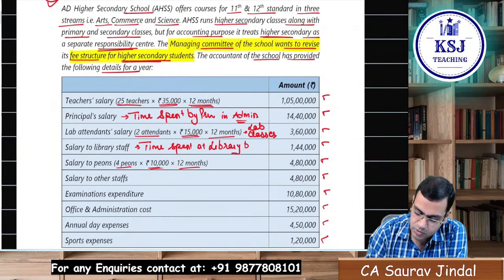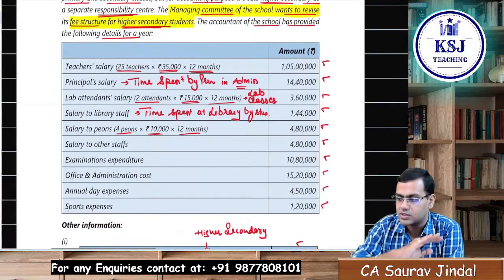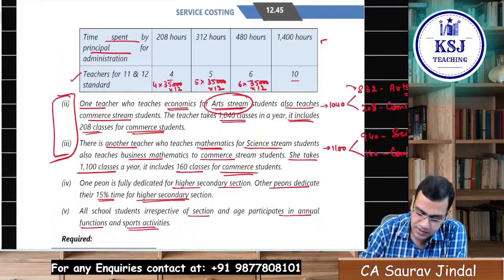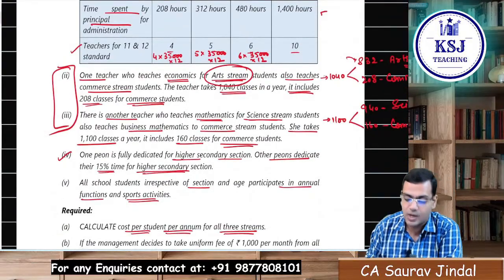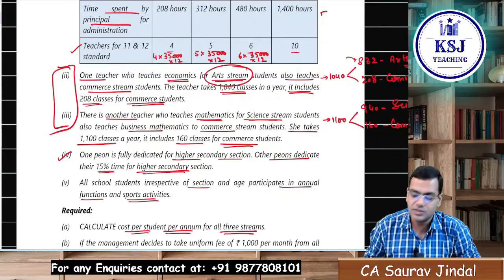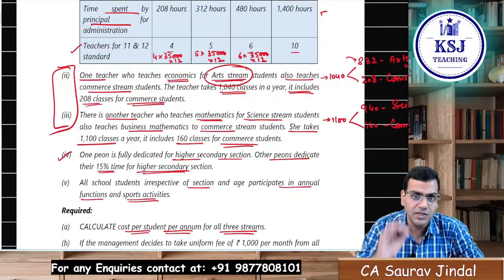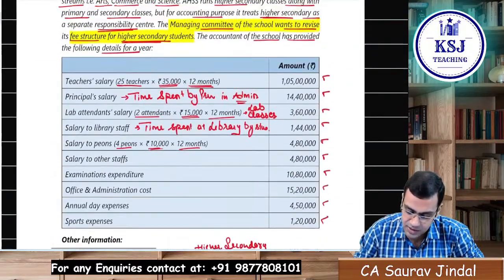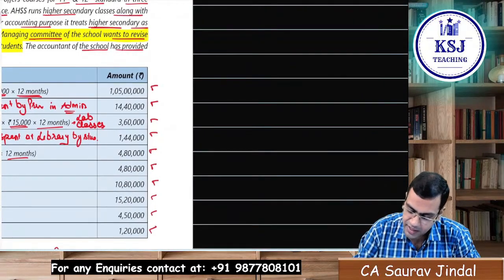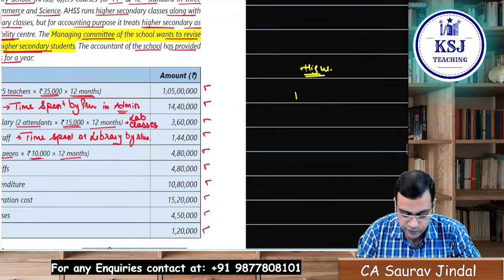Right, by students. So in that ratio you will distribute this cost amongst all the streams. Salary to peon. Now this is interesting, sir. Something is given regarding the peon. He says one peon is fully dedicated for the higher section and the other peons dedicate 15% of their time. So how many peons are there? There are 4 peons. How will you calculate for the higher secondary section? For the higher secondary section, he says one peon is fully dedicated.